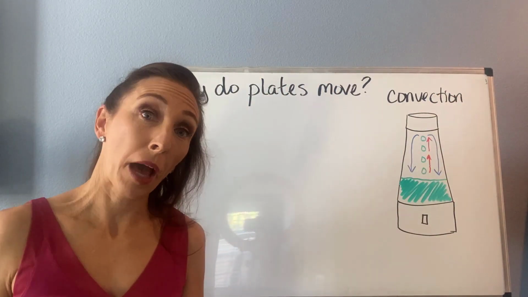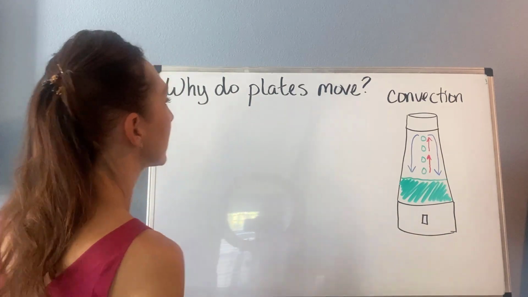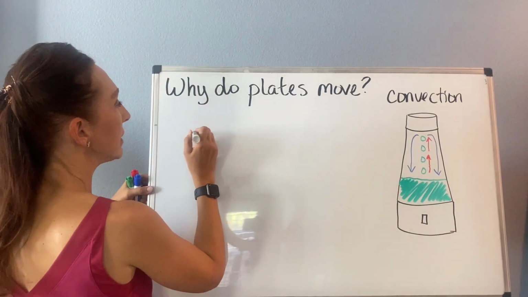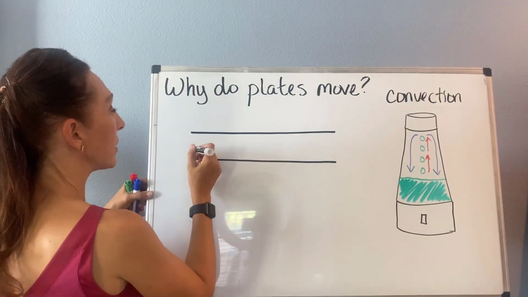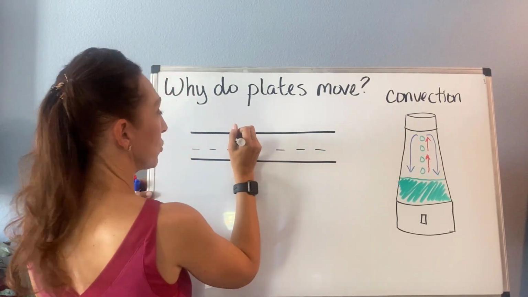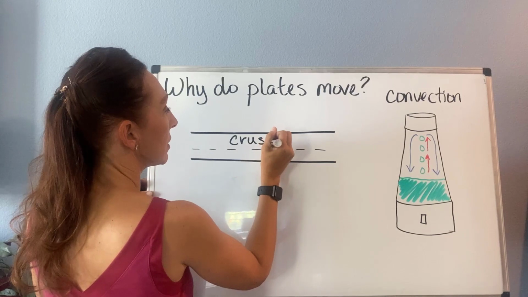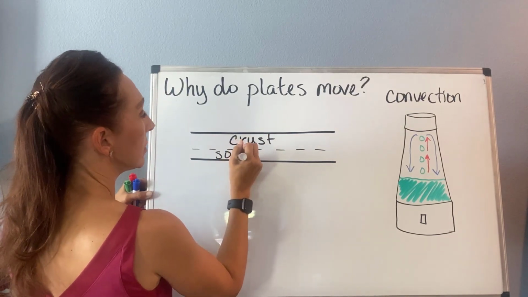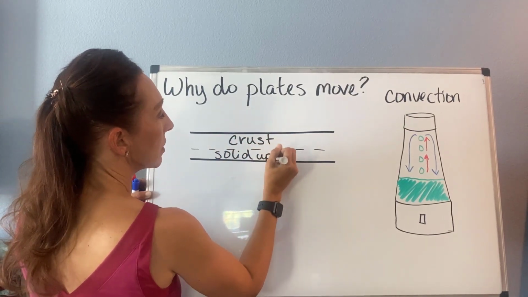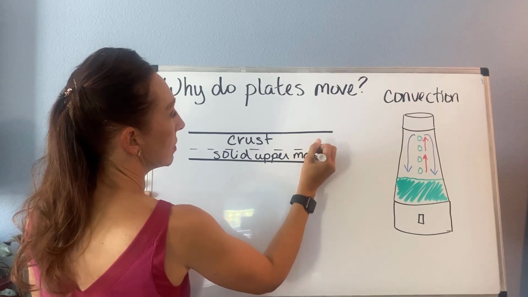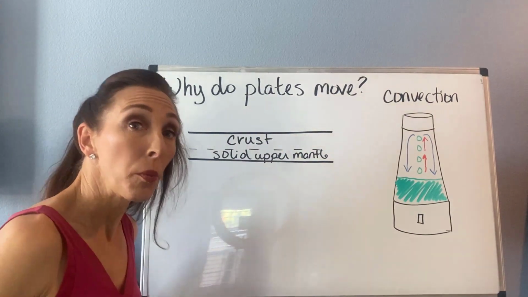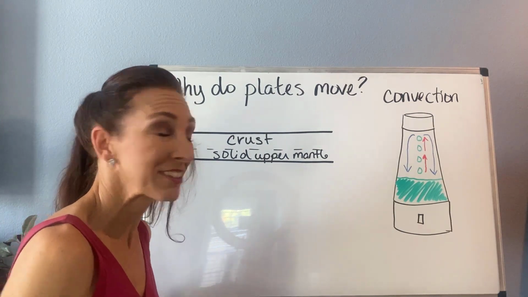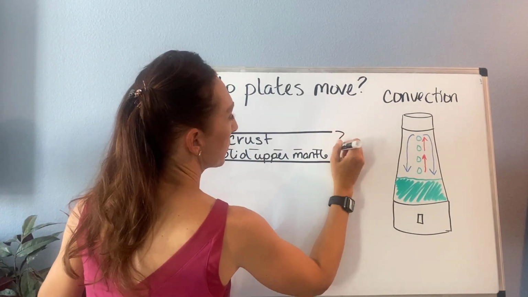Now we need to think about where that's happening inside of our Earth's interior. And so we have our tectonic plate here. And if we remember, our plate is actually made up of the crust and our solid upper mantle, because that's all solid. So the composition changes from crust to mantle, but we don't care about that. We just care that it's solid. Okay, so this is my plate.